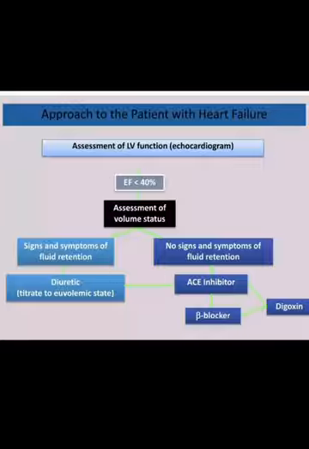Now approach to the patient with heart failure. How do we examine heart failure? We calculate the ejection fraction. If less than 40%, we check for signs and symptoms of fluid retention. If present, we give diuretics. If absent, we give ACE inhibitors, beta blockers, and digoxin.